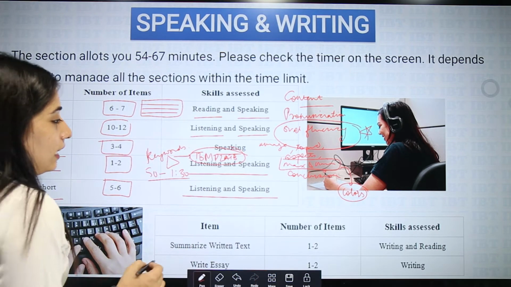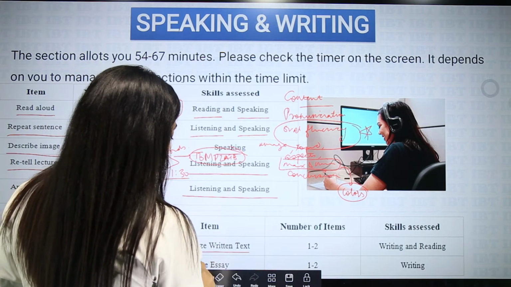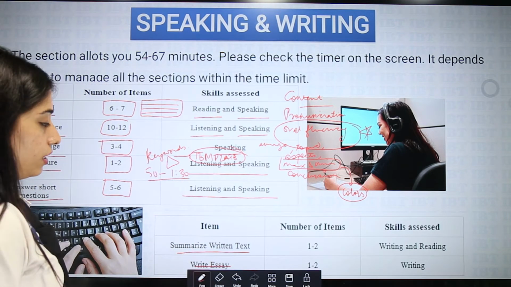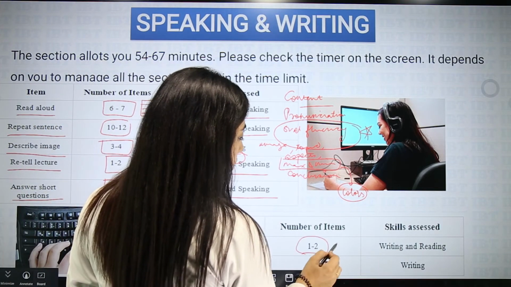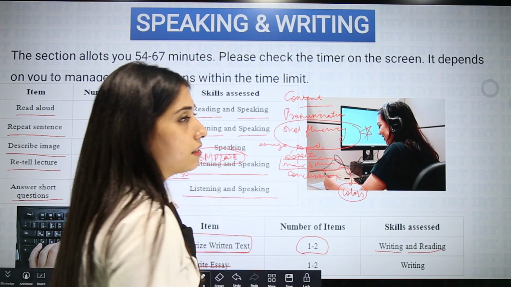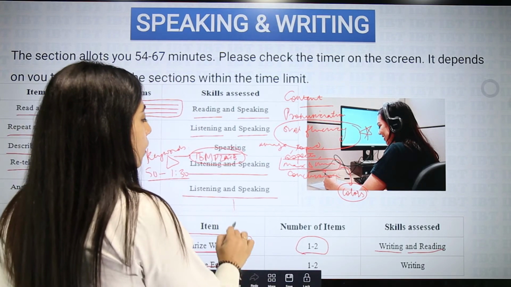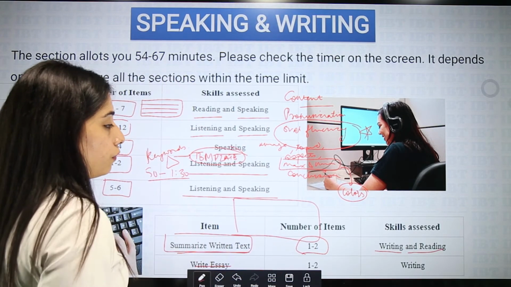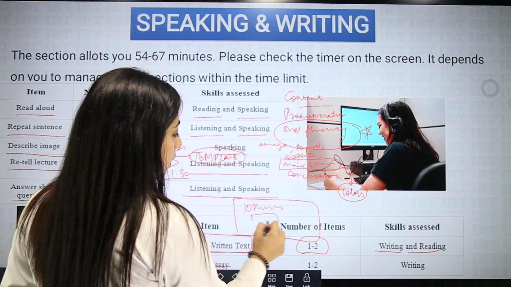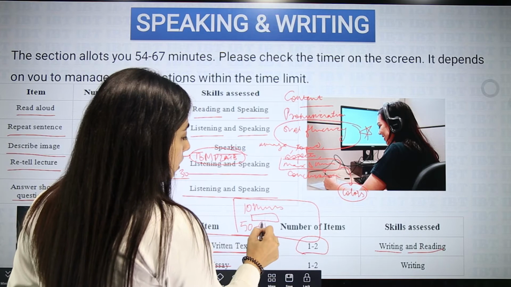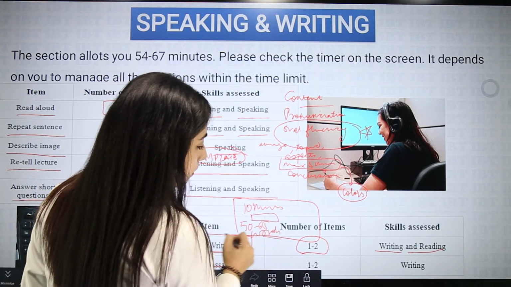Jokes apart. Then comes writing. So in writing, there are 2 types of questions, that is summarize written text, which will have 1 to 2 questions, and your listening and reading skills will be evaluated out of it. In this, there will be a passage in front of you, and you will be given 10 minutes to type a summary of it in around 50 to 65 words. This is what the ideal limit is, right?